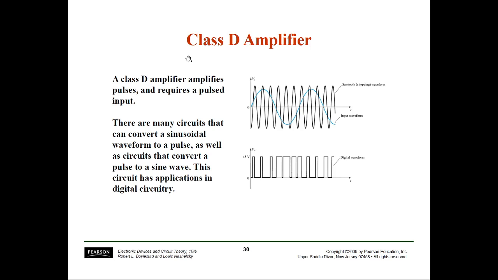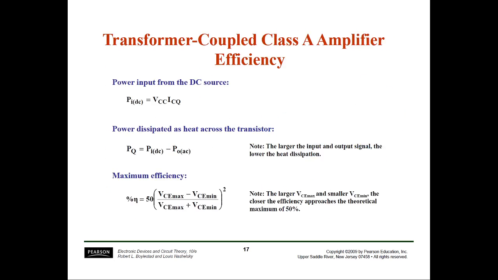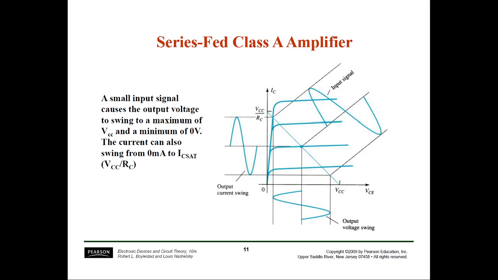The class D amplifier normally uses a pulse waveform. It is used in circuits where we are using pulses, and its efficiency is more than 90%. This is all about the power amplifiers we have discussed: class A, class B, class AB, class C, and class D.